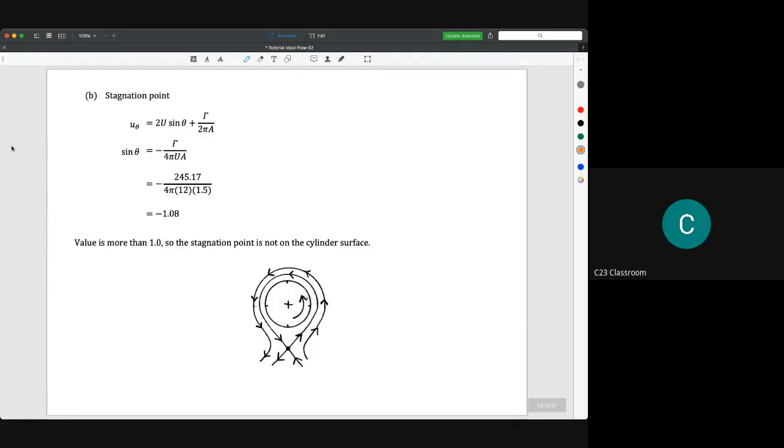Then we need to calculate what is the stagnation point. So when you calculate the stagnation point, the rule of thumb is we must know that at the stagnation point the velocity is equal to 0. In our notes we already discussed that in a rotating cylinder the velocity u theta will have a certain value, but ur must be equal to 0.